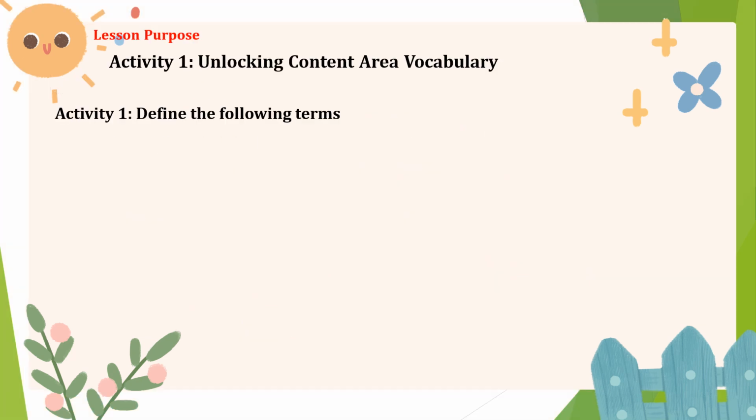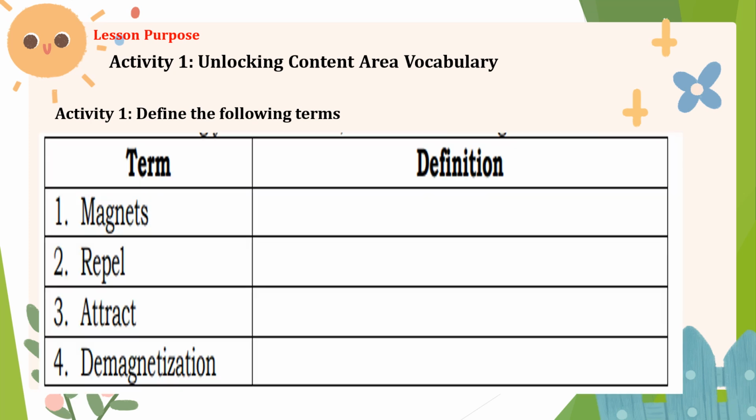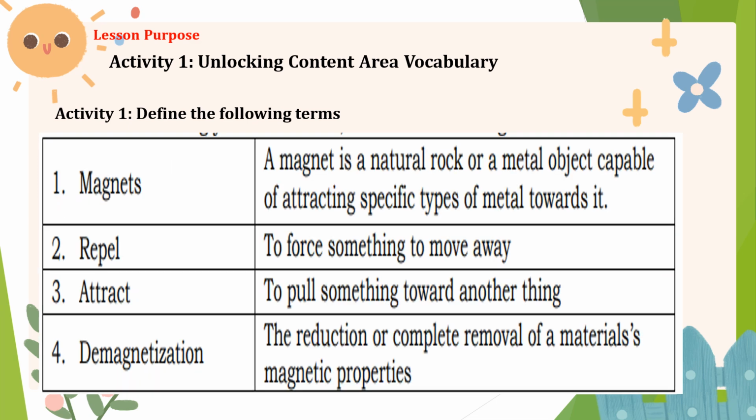Before we proceed, let us first define the following terminologies: magnets, repel, attract, and demagnetization. A magnet is a natural rock or a metal object capable of attracting specific types of metal towards it. Repel means to force something to move away. Attract means to pull something toward another thing. And demagnetization means the reduction or complete removal of a material's magnetic properties.